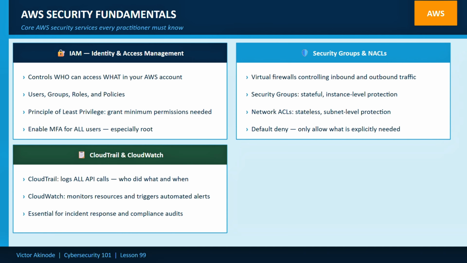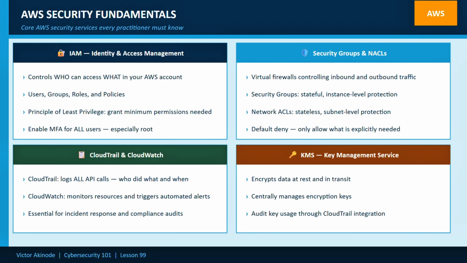The third service includes CloudTrail and CloudWatch. CloudTrail logs all API calls, that is, it stores who did what and when. The second one here is CloudWatch, and that monitors resources and triggers automated alerts, and they are both essential for incident response and compliance audits. The last one here is KMS, the Key Management Service. And this encrypts data at rest and in transit. It centrally manages encryption keys, and it audits the key usage through CloudTrail integration.